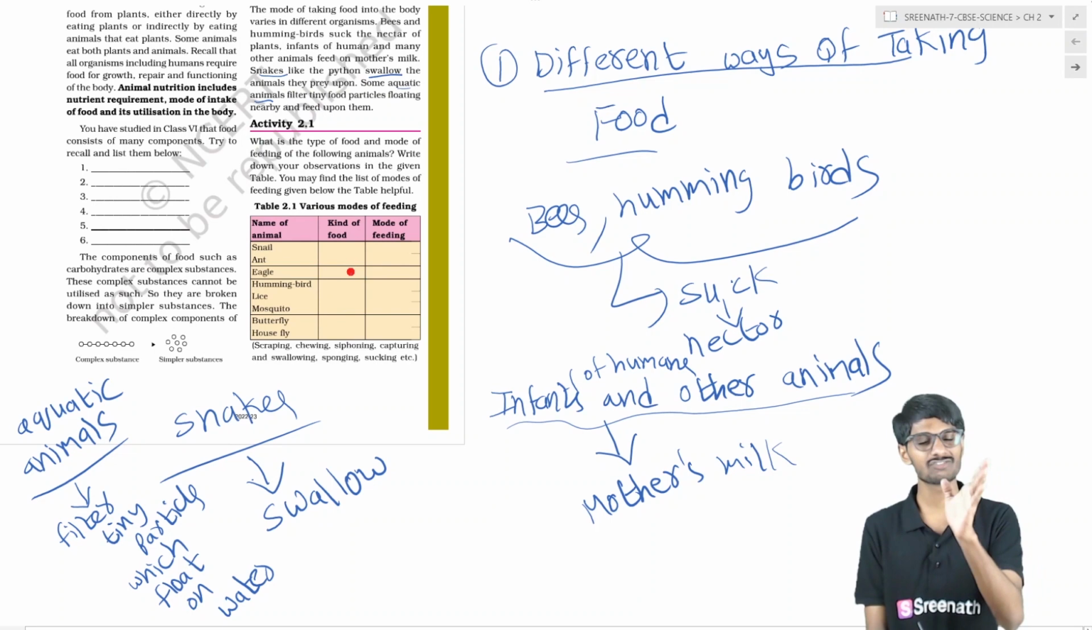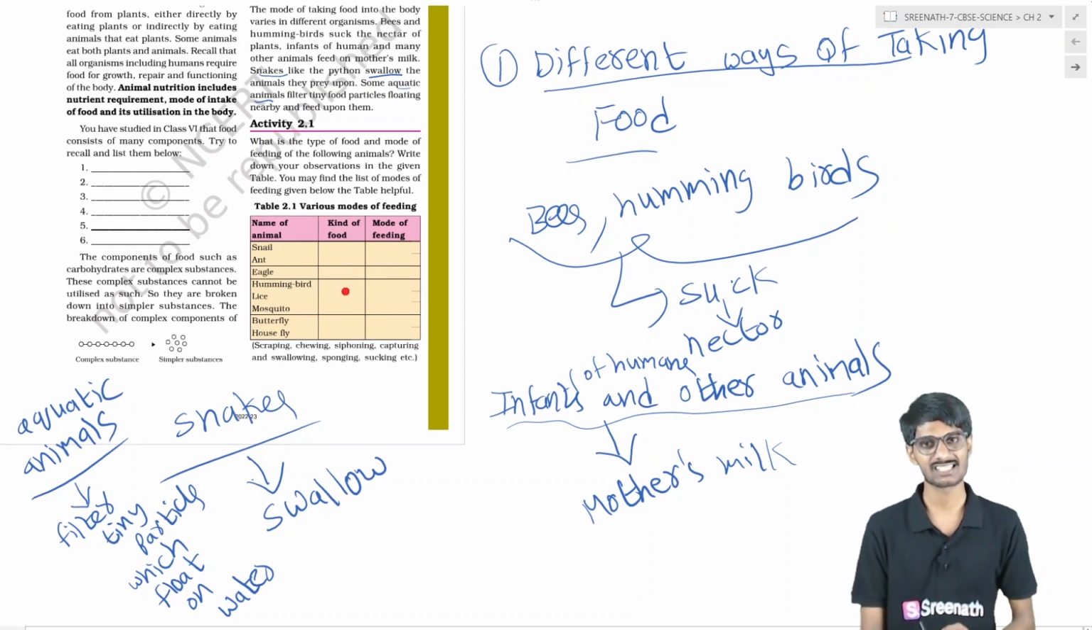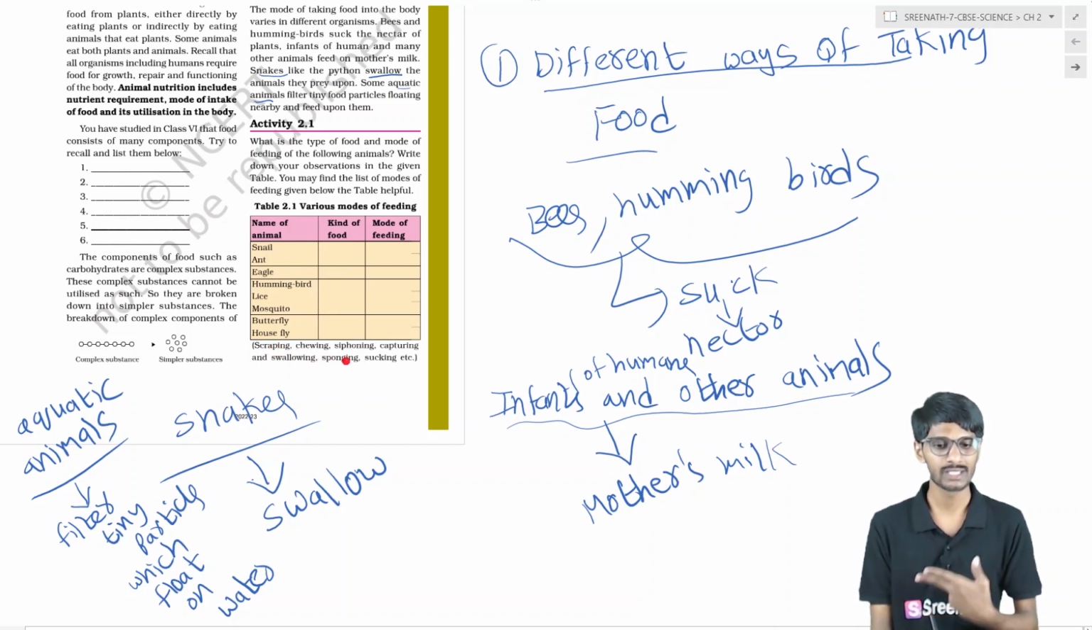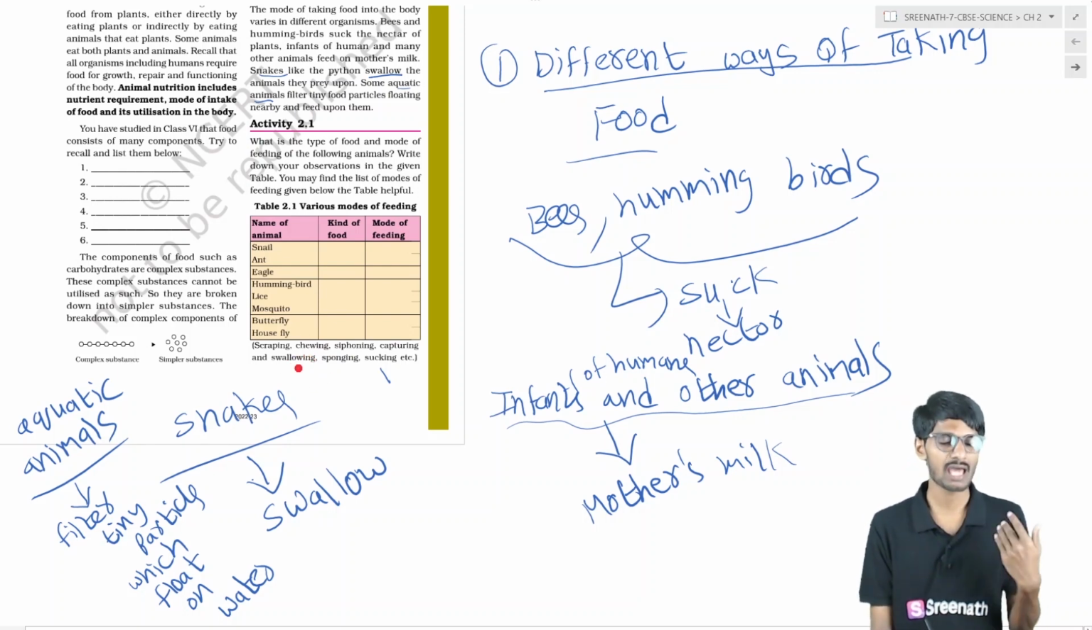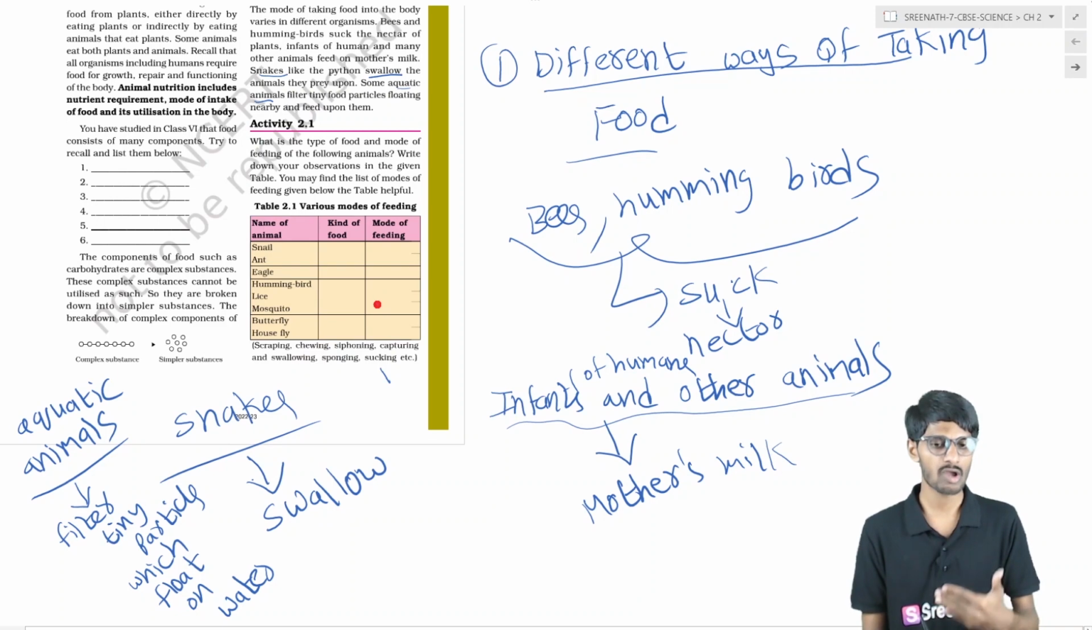So this is an activity, do it with interest. Basically the modes of feeding are scraping, chewing, siphoning, capturing and swallowing, sponging, sucking, etc. These are the different modes of feeding methods. Sucking is done by honeybees, and we chew, like chewing bubble gum. Snakes swallow.